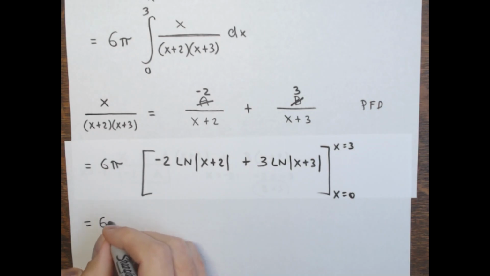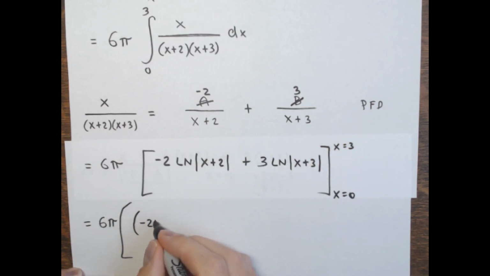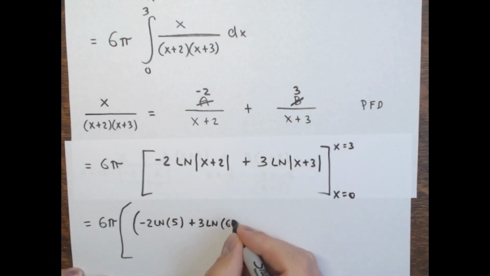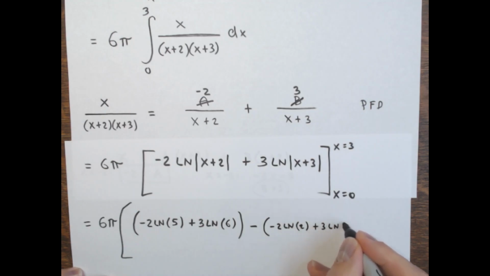So 6 pi times, first I plug in 3. Got -2 times the natural log of 5, since 3 plus 2 is 5, plus 3 times the natural log of 6, since 3 plus 3 is 6. There's the value at 3. Minus the value at 0. -2 times the natural log of 2, since 0 plus 2 is 2, and then plus 3 times the natural log of 3, since 0 plus 3 is 3.